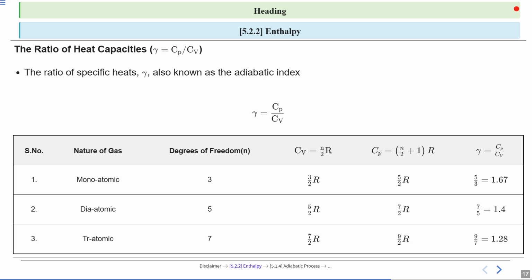Then we have the Cp value. For monoatomic, it is 5 by 2 R. For diatomic, 7 by 2 R. And for triatomic, it is 9 by 2 R. Just divide Cp and Cv and you will get the gamma value for the given 3 types of molecules. Now the greatest gamma value is for the monoatomic, then comes the diatomic, and lastly comes the triatomic. So these are very, very important relations, if questions are asked from here and this ratio is directly asked in the question for the case of mono, di and tri.